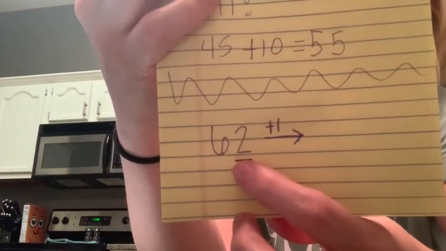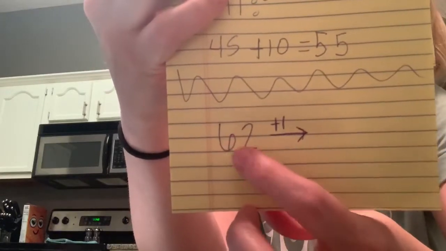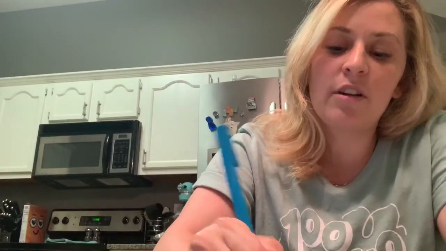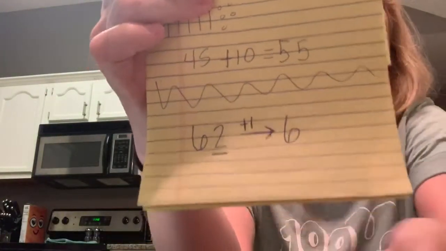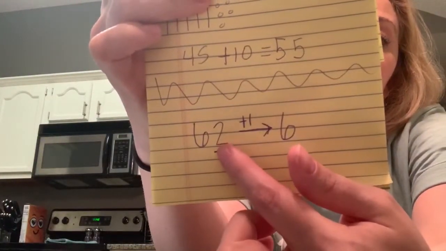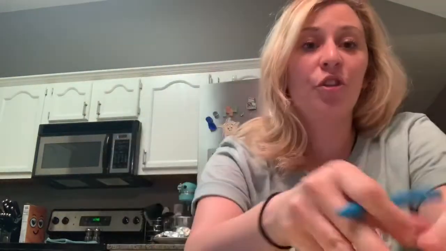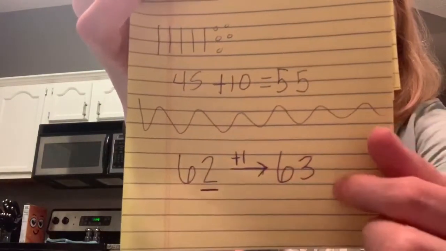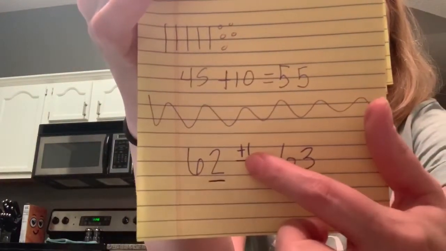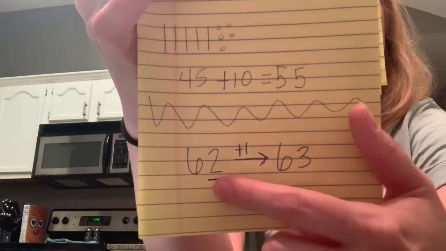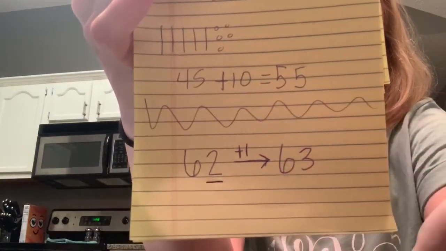So that's 6, because I underlined the ones place, that's going to change. That 6 is going to stay the same. So we're still going to keep those 6 tens. But I need to change this 2, and I need to go up a number. What number comes after 2? 3. So I went from 2 to 3, but I kept my tens the same because I only did one more. So we just change the ones up by 1. Okay, let's take that same number.